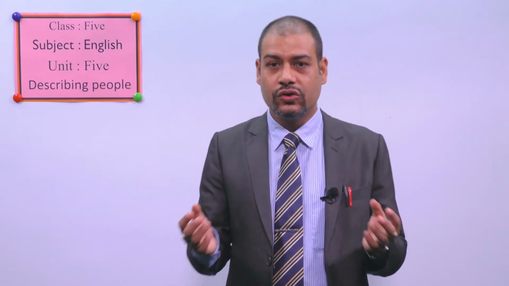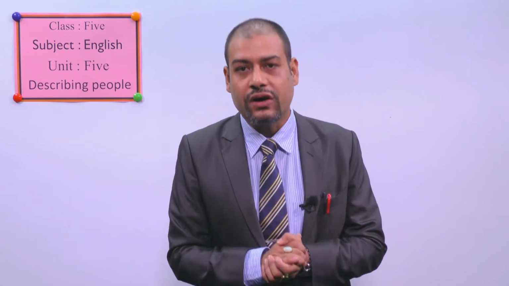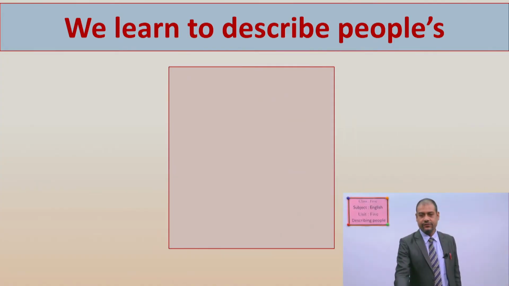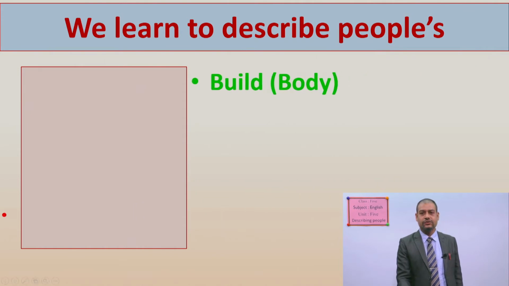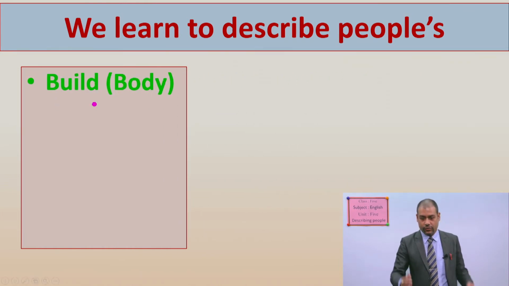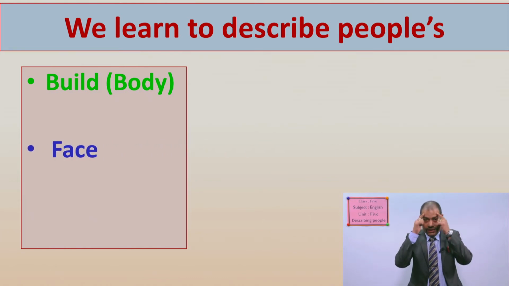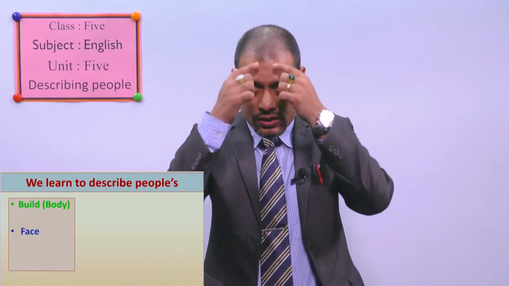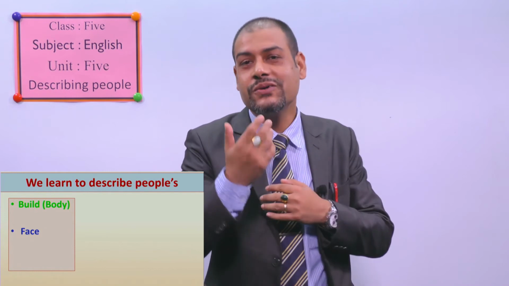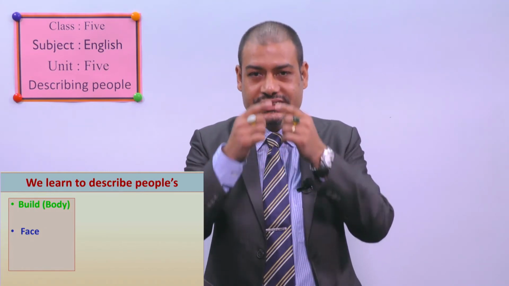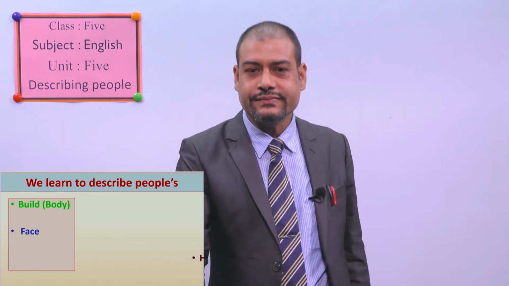See, so we learn to describe people's what? See, first of all, we need to learn to describe people's body. What type of body? Whether that body is thin or fat or weak or strong, you have to describe looking at the body. Another, face. What type of face? For example, what type of face do I have? Is my face broad or oval or round? What do you say? So we learn to describe face also, okay?